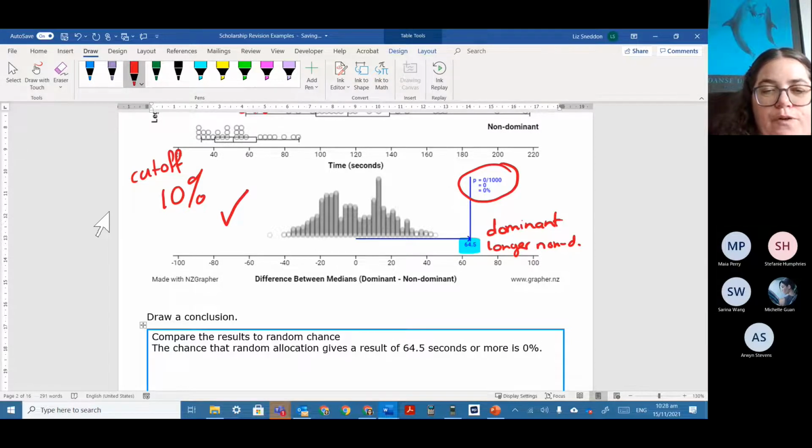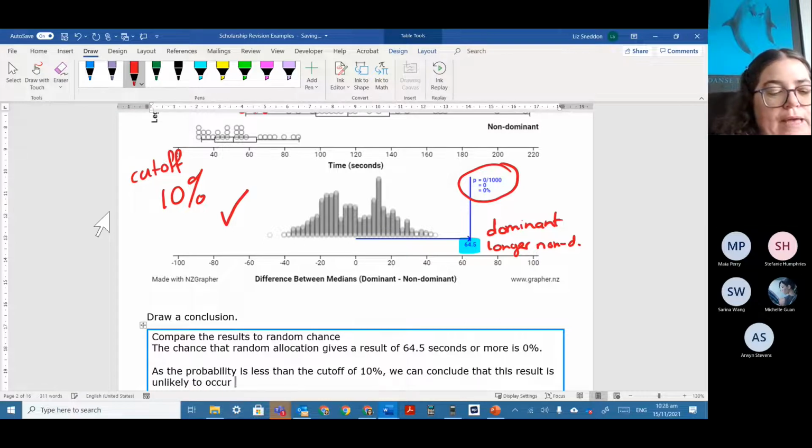Okay, so that's just a little note for you. In terms of what I would want to write for the answer, I would just say, as the probability is less than the cutoff of 10%, we can conclude that this result is unlikely to occur by random chance.